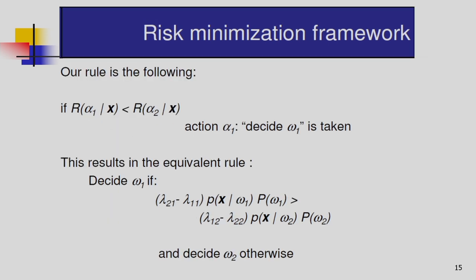After determining the conditional risk, what is the decision rule? If R(alpha 1 | x) is less than R(alpha 2 | x), then we have to consider the action alpha 1. And what is the meaning of this? We have to decide the class omega 1. Otherwise, we have to consider the class omega 2. So, this is equivalent to deciding the class omega 1 if this particular condition is satisfied. So, this already I have explained. Based on this condition, I can decide a particular class. This is the concept of the risk minimization.